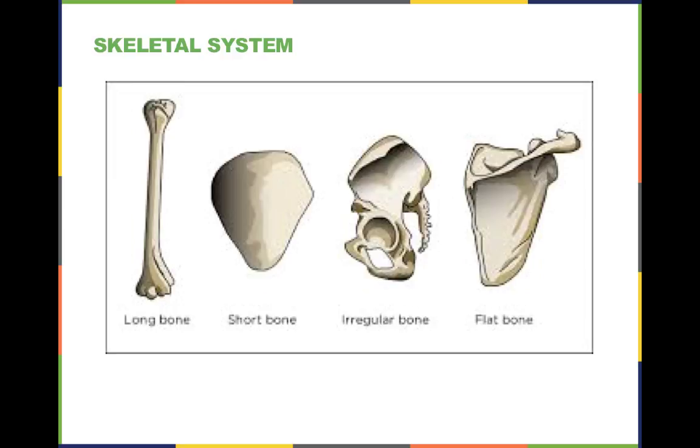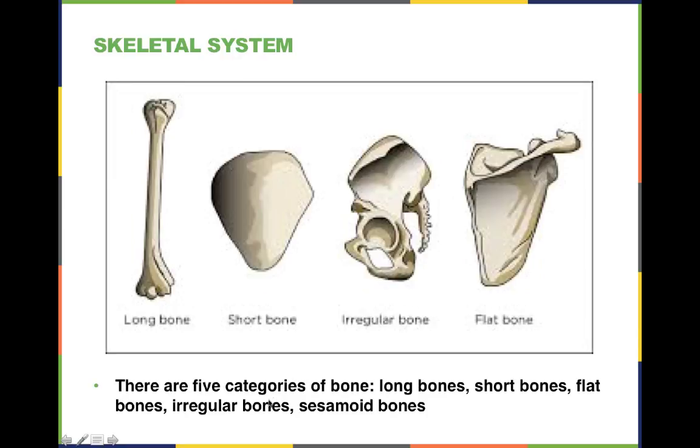Now there are actually 5 types or shapes of bone. These categories include long bones. This is a picture of a humerus, but another long bone would be like the femur. Another long bone would be the tibia or fibula in the leg. Short bones, which are found in areas like the wrist or the ankle.